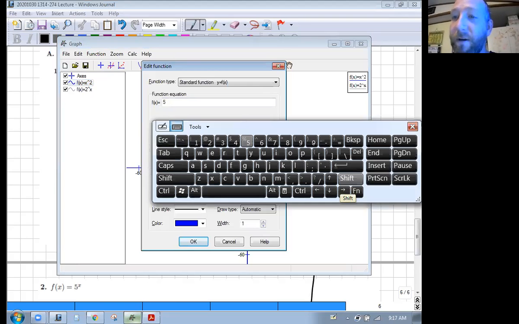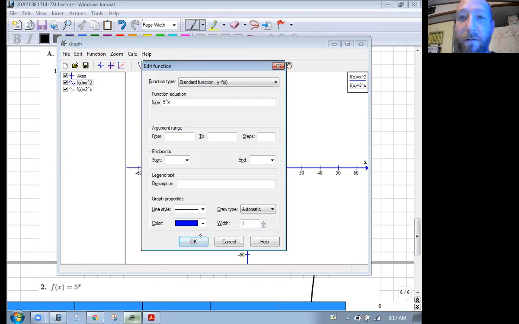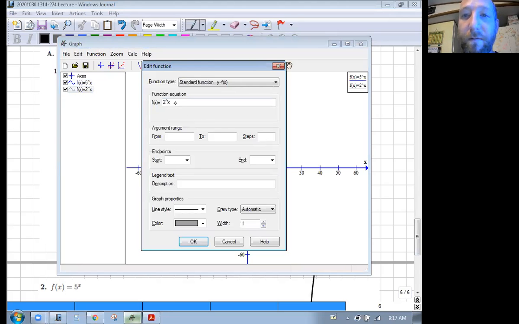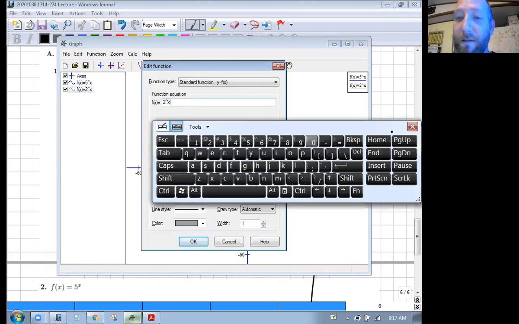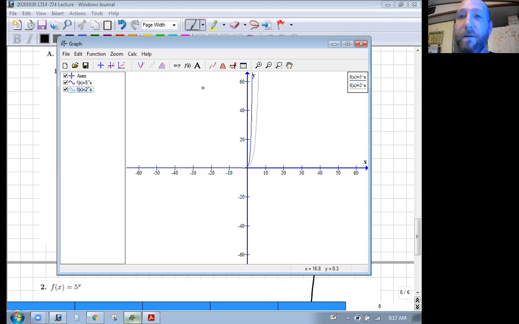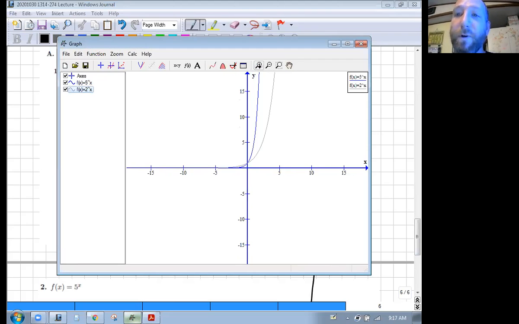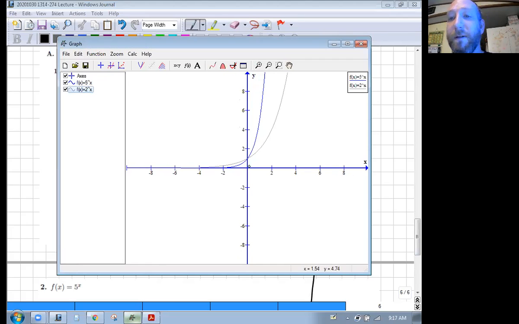If we grab a 5 to the x compared to 2 to the x. All right. You can see the blue one grows much more quickly than the gray one, right? It goes up faster, right? And it decays much more quickly as well.